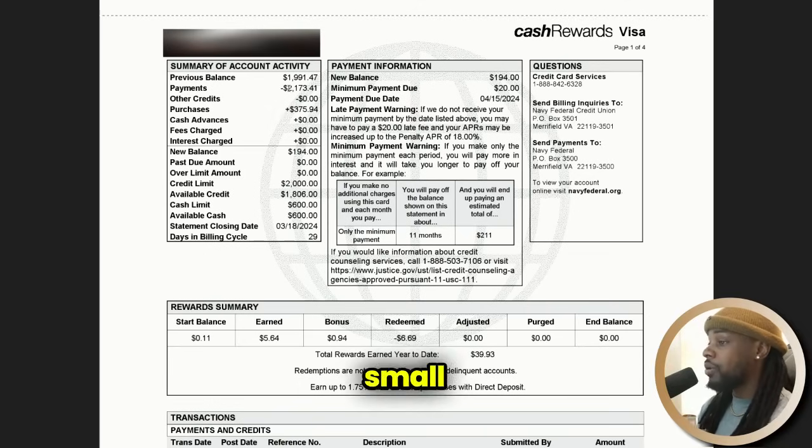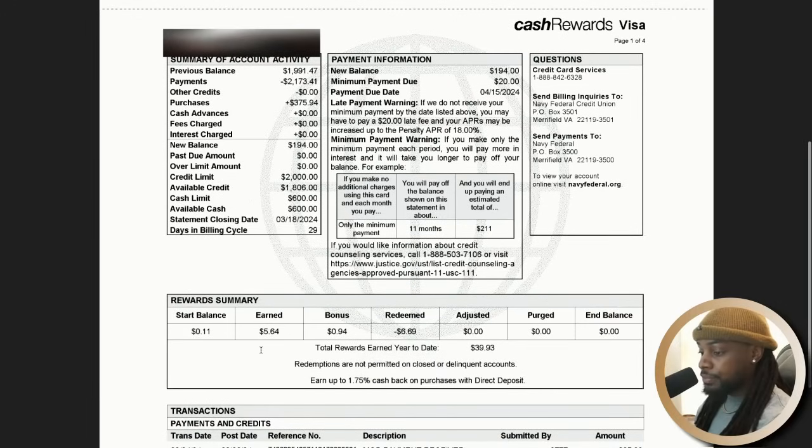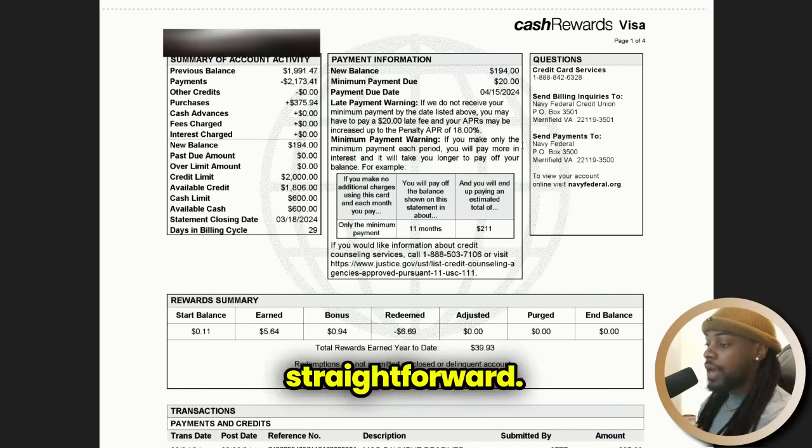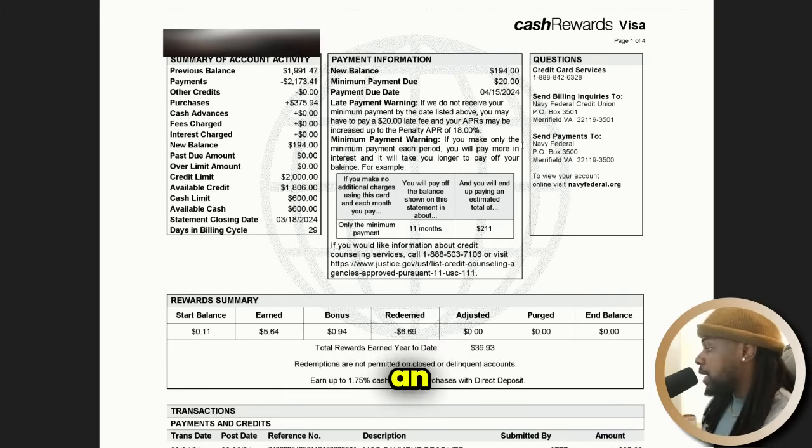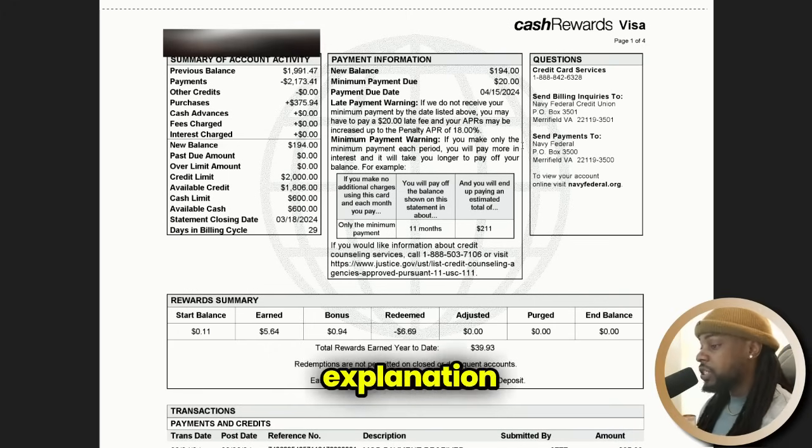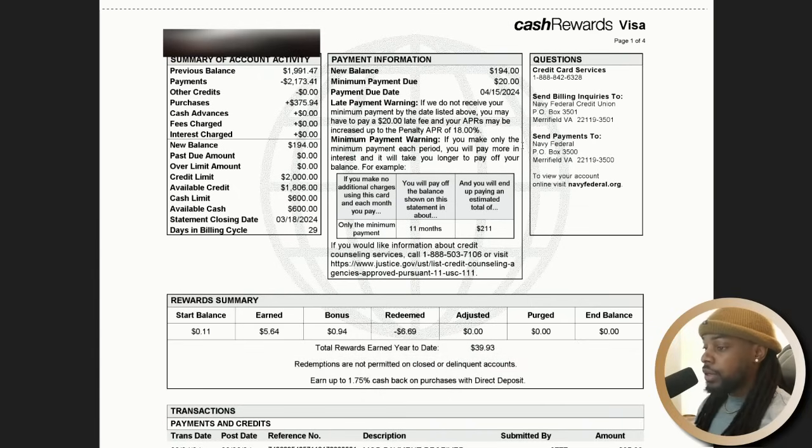That limit's kind of small and I spend a lot. If you can make my limit higher, that would help me. I kind of know how to make my case. But that's pretty much it. I mean, it's very, very straightforward. I hope that this was an easy explanation and it's not too confusing for you to understand.